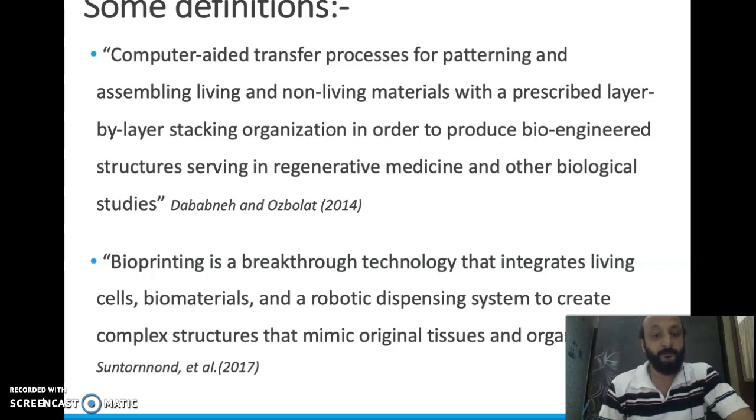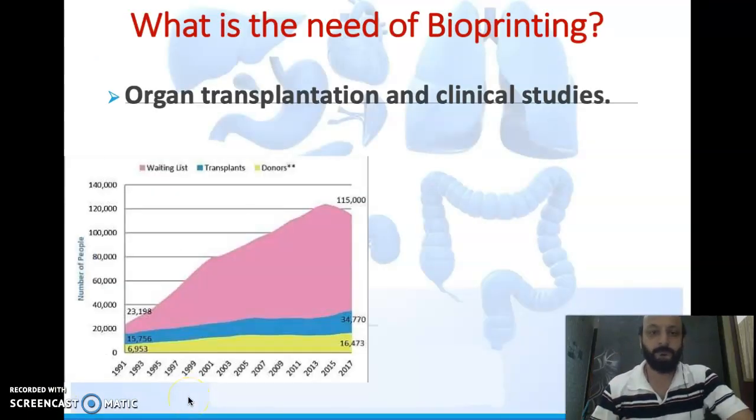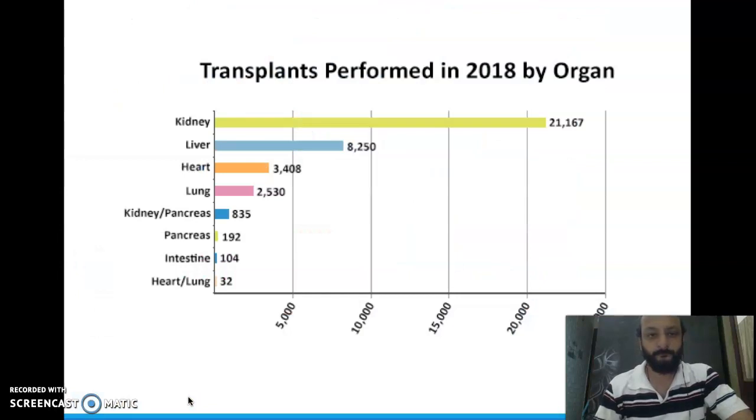Bioprinting is a breakthrough technology that integrates living cells, biomaterials, and robotic dispensing systems to create complex structures that mimic original tissue and organs. Basically, the bioprinting method is used for transplanting processes.